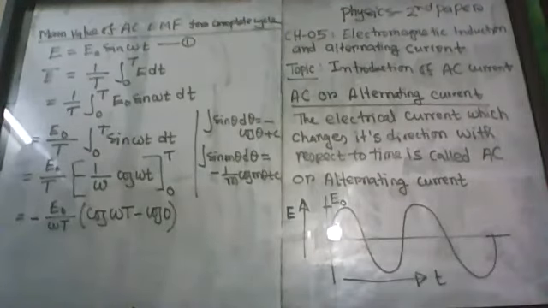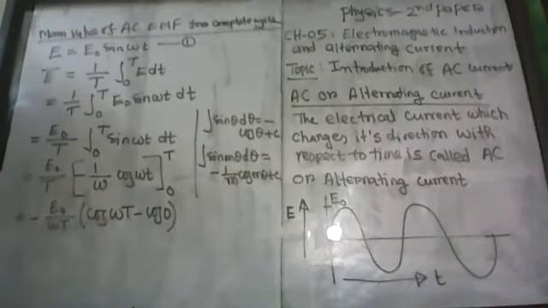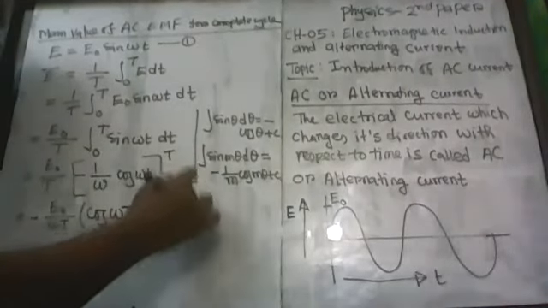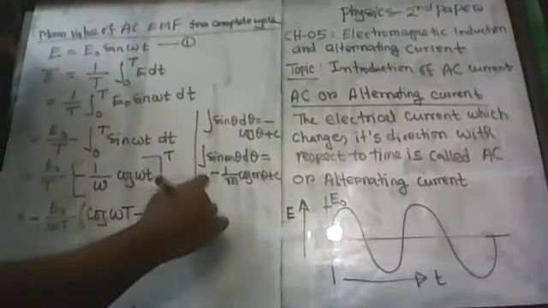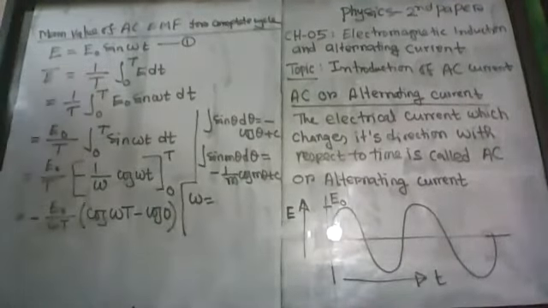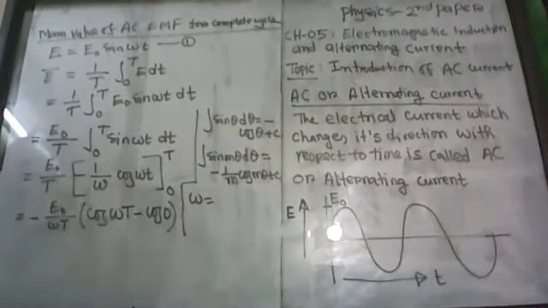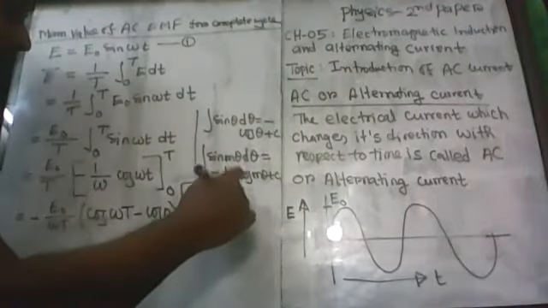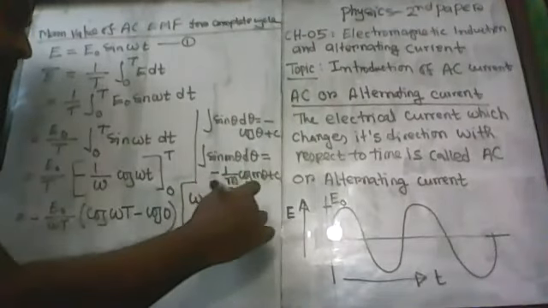Now, to know about its average value, you need to know the value of omega. Do you know, boys and girls, what is the value of omega? I know that you know very well. The value of omega will equal twice pi divided by T. So you see that it will equal twice pi divided by T.